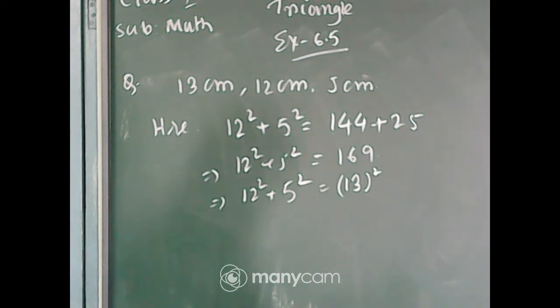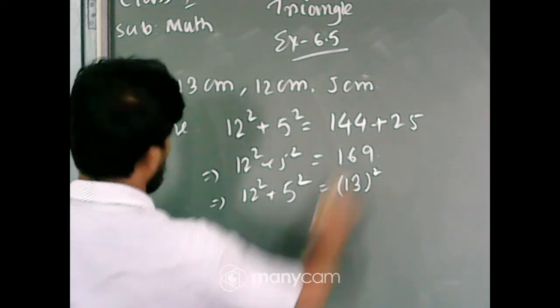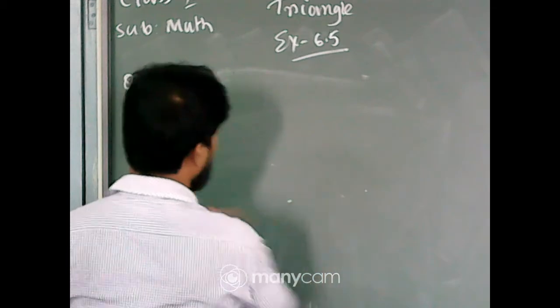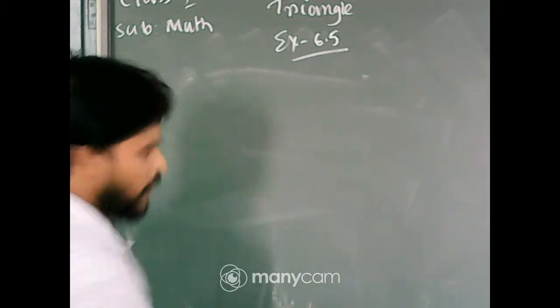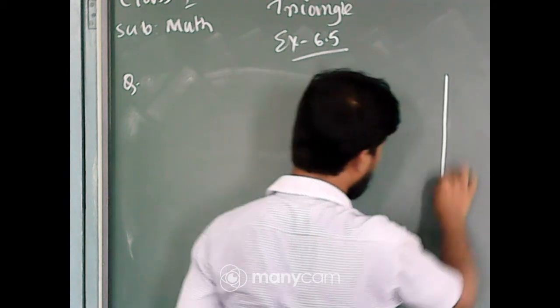Okay, now let's go to question number 2. PQR is a triangle right angled at P. So quickly draw a rough sketch of a right angle triangle and give it the name PQR.